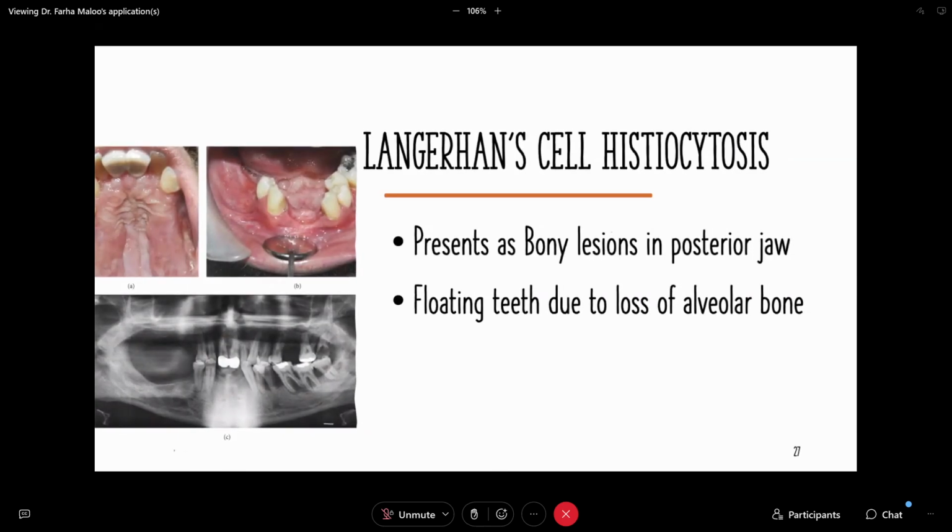Langerhans cell histiocytosis. This is again a malignant disease where there are excess immature Langerhans cells which form tumors called granulomas. They present as bony lesions in the posterior jaw. This bony region will lead to corticular erosion and will give the effect as if the teeth are floating.